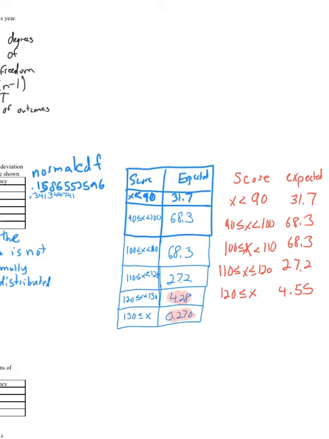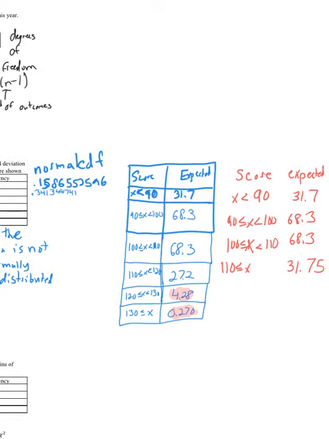because I wanted to add these 2 columns and just make a new greater than 120. But unfortunately, this is still below 5, so I need to do better than that. I need to add this to the column above it. So I'm just going to say when x is greater than 110, I add 4.55 plus 27.2, and I get 31.75. So 31.7 or 31.75, we'll just put that. And that's how I rewrite the table. It's just saying rewrite them so all the expected outcomes are over 5 students.